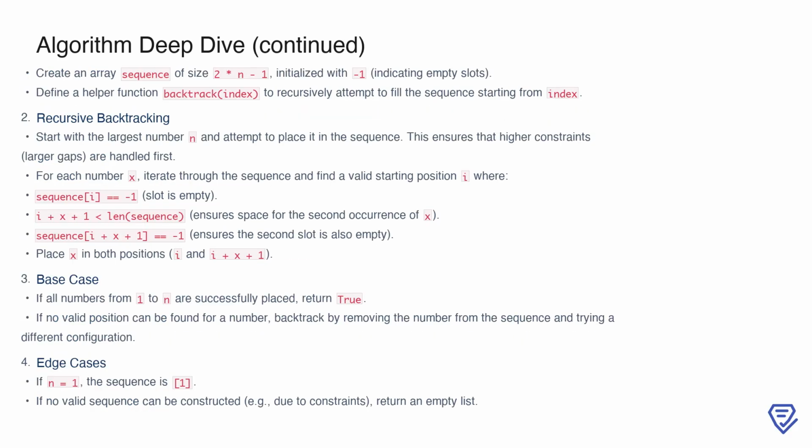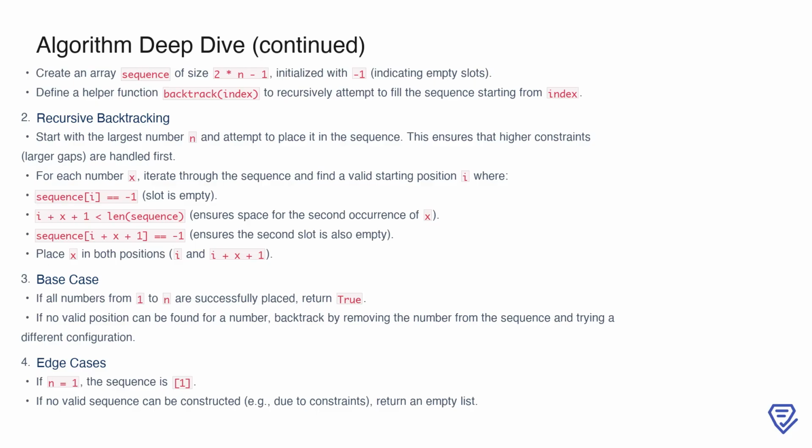We begin by initializing the sequence. The sequence is represented as an array of size 2n-1, where all slots are initially set to -1 to indicate they are empty. Next, we define a helper function called backtrack, which is a recursive function responsible for attempting to fill the sequence starting from a given index. The strategy starts with the largest number, n, and tries to place it in valid positions within the sequence. This ensures that the numbers with the largest separation constraints are handled first, reducing the complexity of subsequent placements.